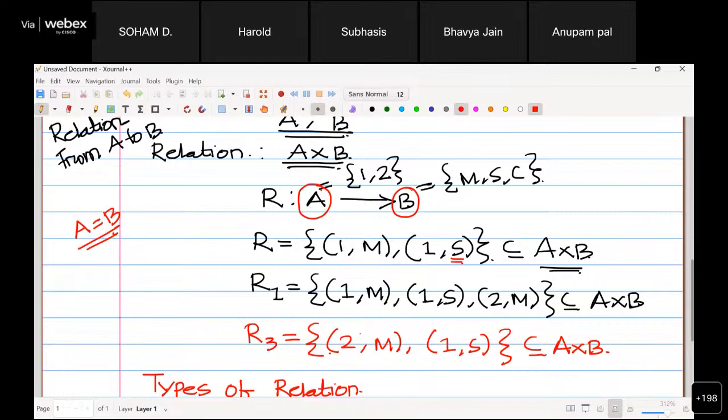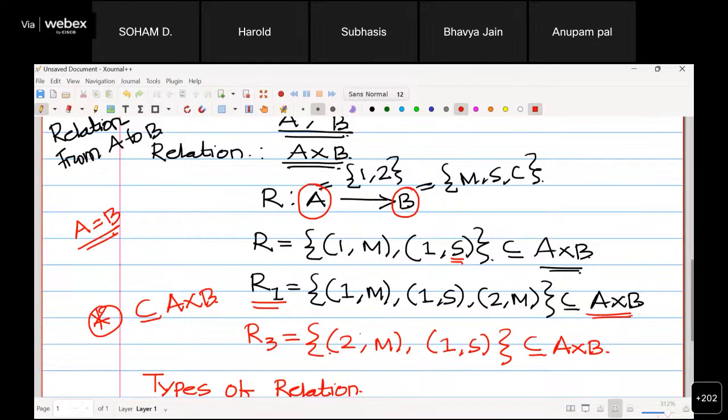Do you agree that R1 is a subset of A times B? Yes, sir, I agree. That is the definition of a relation. It has to be a subset of A cross B. It doesn't matter that other elements also exist there. The only thing it has to satisfy is that it is a subset of A times B. If this is a subset of A times B, then this is a relation from A to B. That's all. You don't have to check anything else.